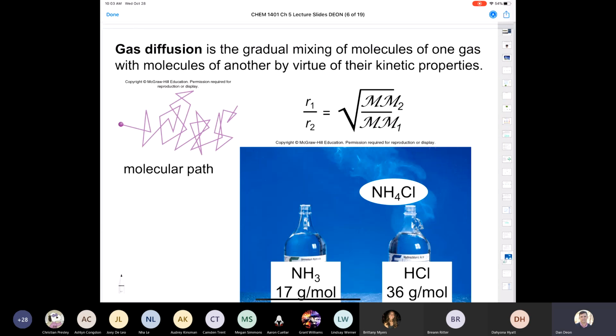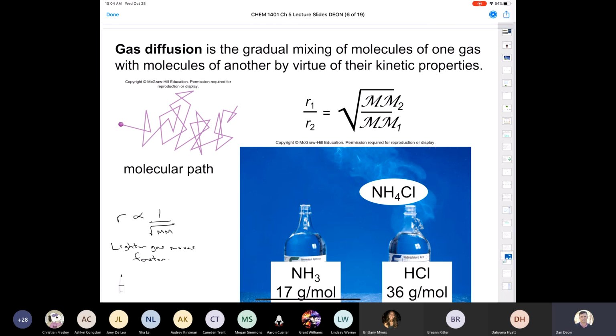There is a law that tells us that the rate of diffusion is inversely proportional to the square root of molar mass. What does that tell us? It tells us that a lighter gas is going to move faster than a heavier gas, okay? So we'll put here: lighter gas moves faster. And also a heavier gas is going to move slower.